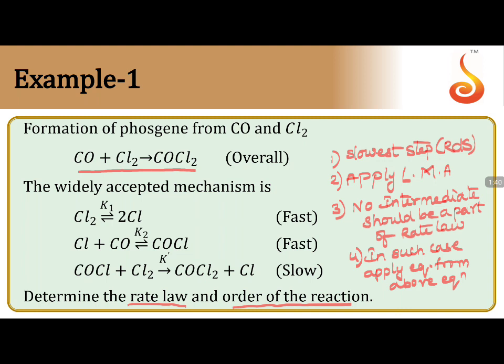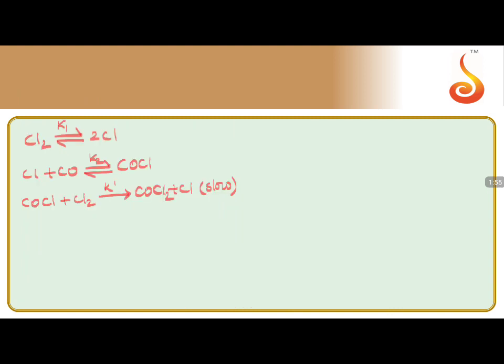So first start with the slowest step. You can see this is the fast step, this is the fast step, and this is going to be the slowest step. So my first approach will be starting from here. From the above equations we know this is going to be your slowest step. We are going to approach with the law of mass action. What does the law of mass action say? Rate of a chemical reaction is directly proportional to the concentration of reactants.